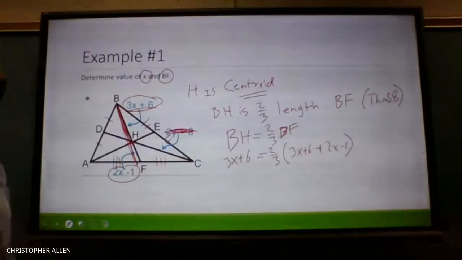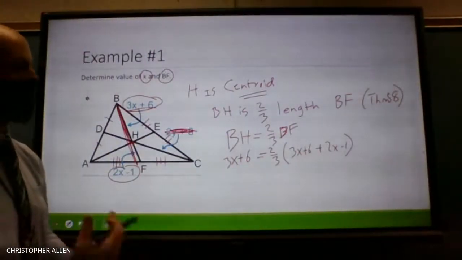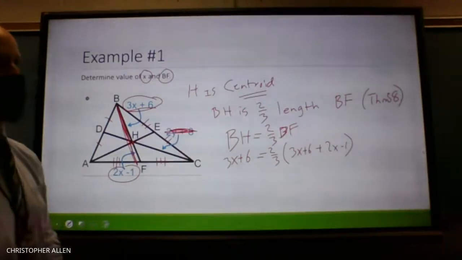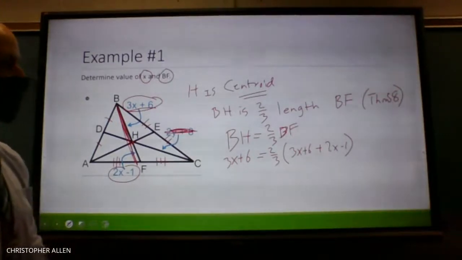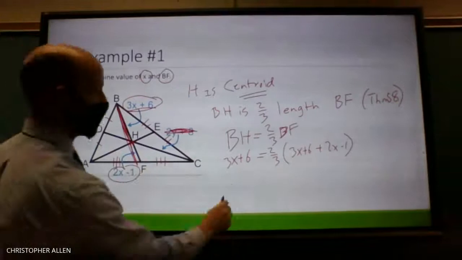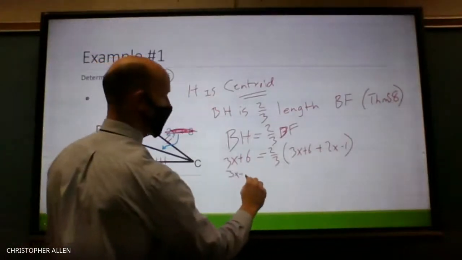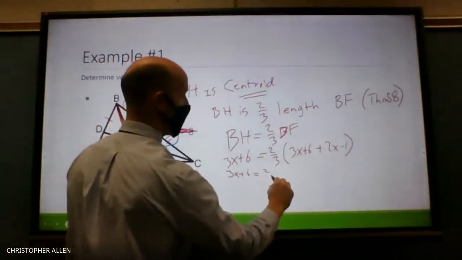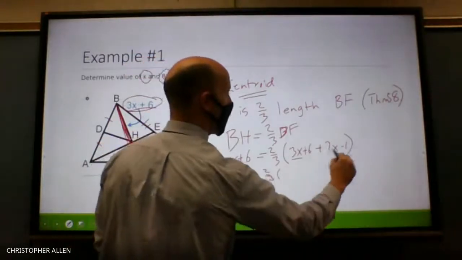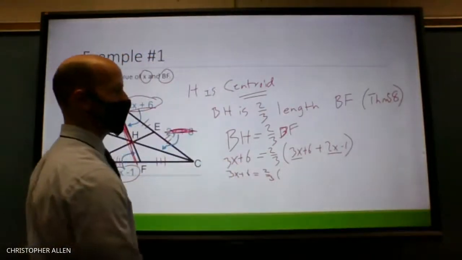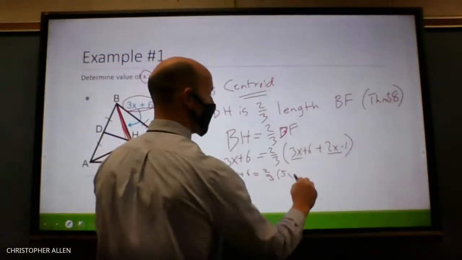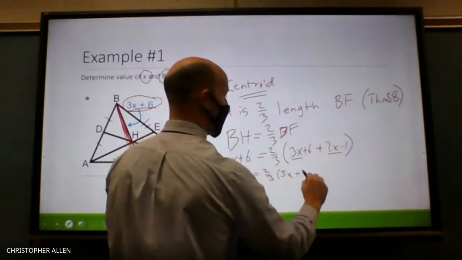Now we just got to solve this equation. So this is where the whole algebra thing comes in, which I noticed on the warm-up problem, some of you guys are struggling with. This is just algebra, so we're just going to play around with this. So we're going to get 3x plus 6 equals 2/3. And now I can combine these two like terms. So 3x plus 2x is 5x, and then 6 minus 1 is 5.